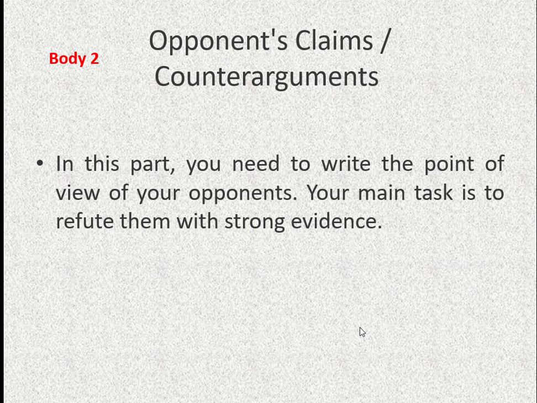And then we move to body 2, the opponent's claim. In this part you need to write the point of view of your opponents, those who are against, for example. Your main task is to refute them with strong evidence. We said that the main aim of argumentative writing is to persuade the reader. So when I talk about the opponent's claims, I also have to refute their opinions in order to convince the reader of my opinion. Okay.